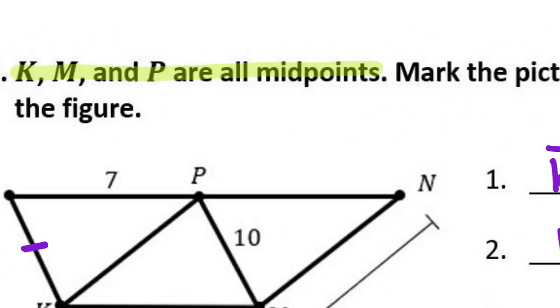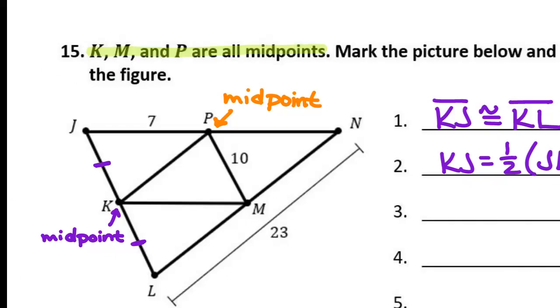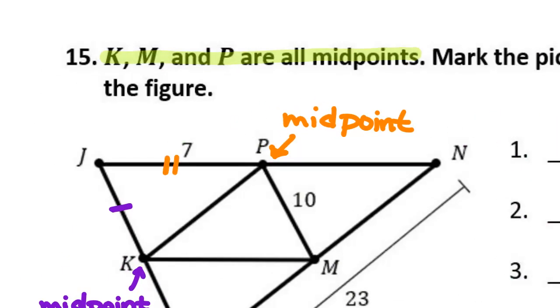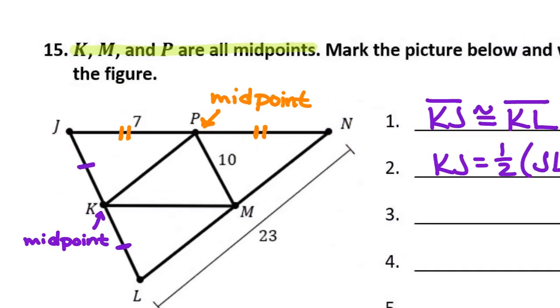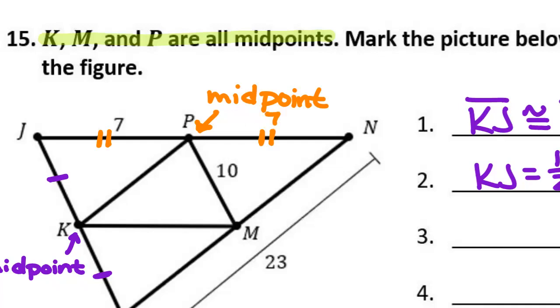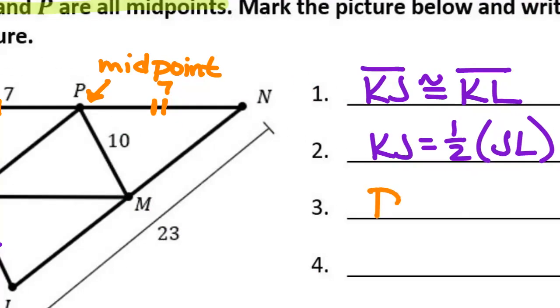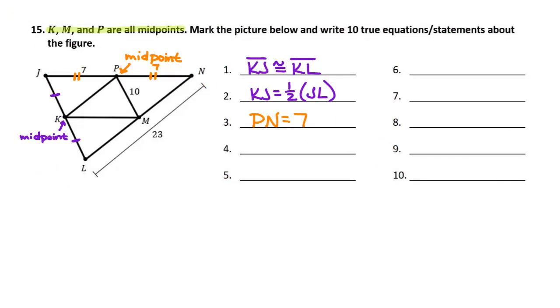Said that P was also a midpoint. So if P is a midpoint, then JP is congruent to PN. So how big would PN be? 7. So that's something else that I could write. Segment PN has a length of 7.